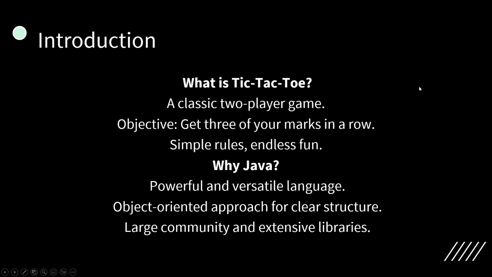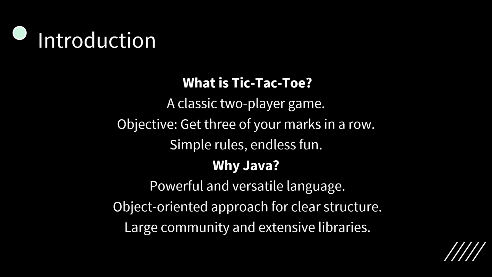So for the introduction, we have here: what is a TicTacToe game, and why Java? Why did I choose Java? TicTacToe is a classic two-player game. It is a simple yet classic game for two players. It is played on a 3x3 grid where players take turns marking empty spaces with either an X or an O. The first player to get 3 of their marks in a row, either horizontally, vertically, or diagonally, wins the game. If all spaces are filled and no one has achieved 3 marks in a row, then the game ends in a draw.